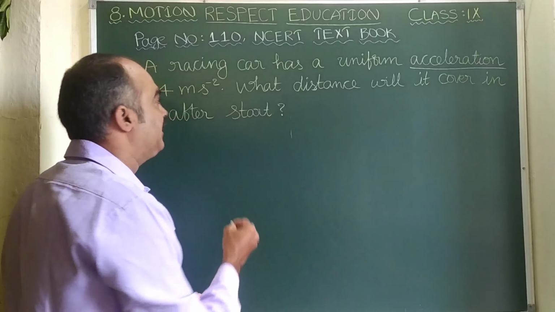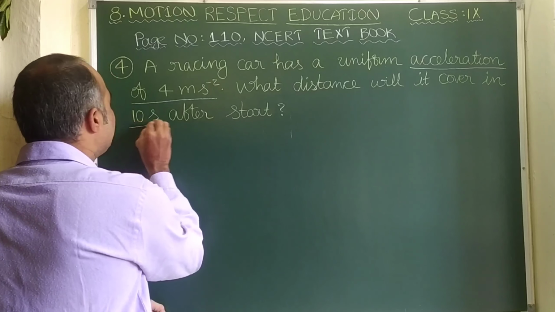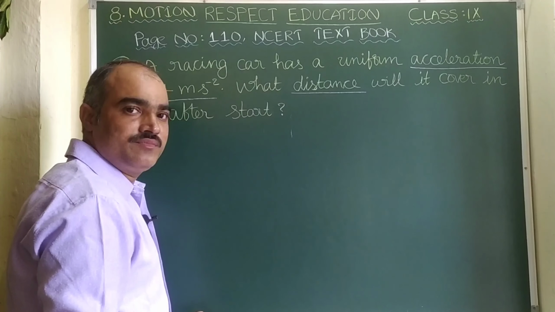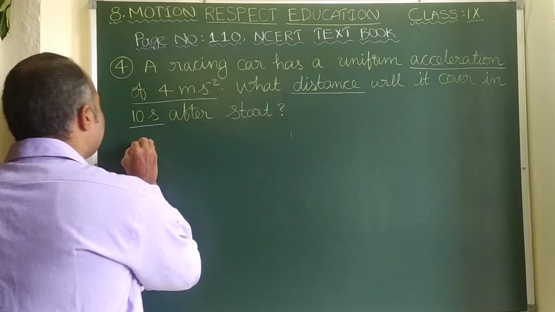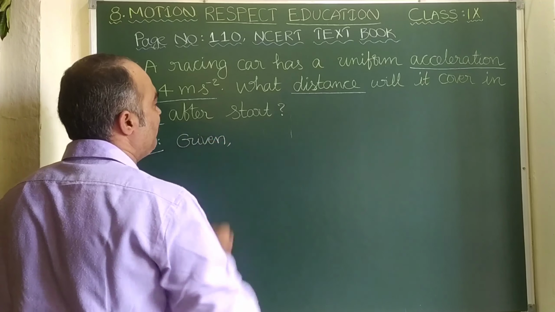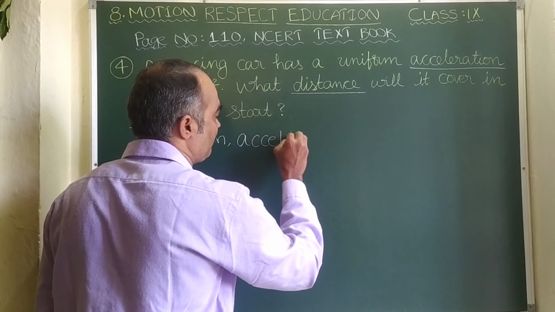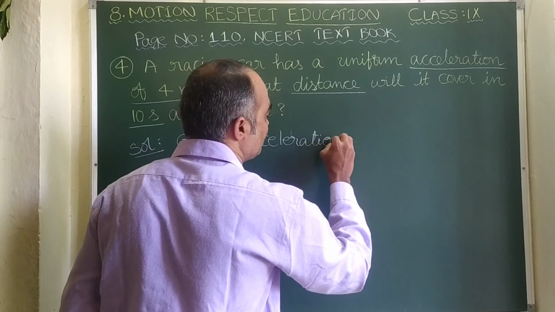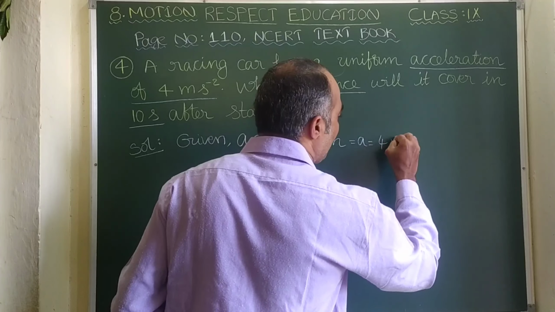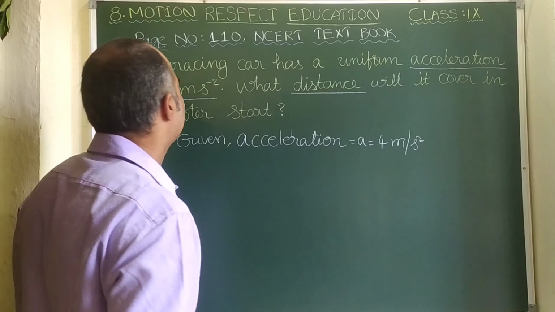Acceleration, that is denoted by a, is given as 4 meter per second square. This is the time given as 10 seconds and we are asked to find the distance. So here let us write the given quantities. Given: acceleration, that is denoted by a, is nothing but 4 m s^-2, which can be written as 4 meter per second square.